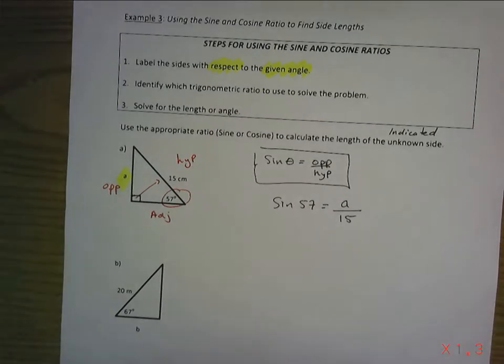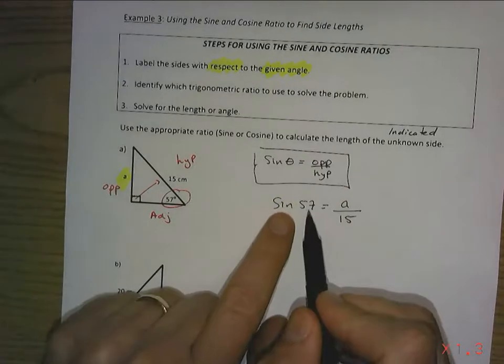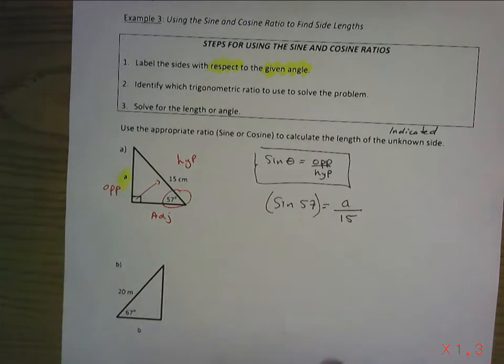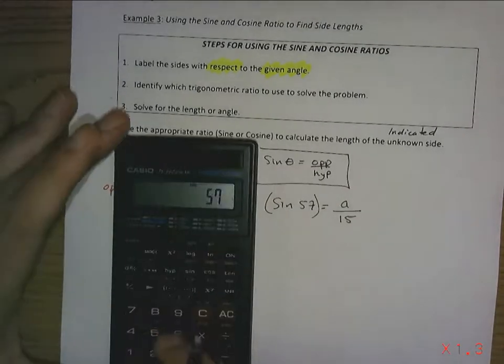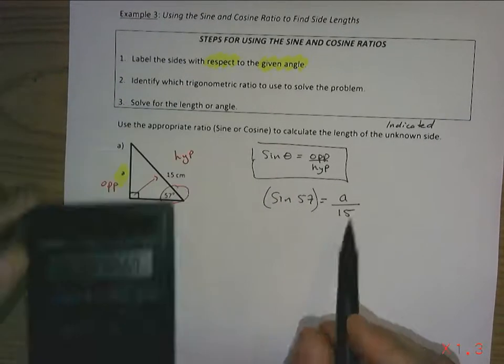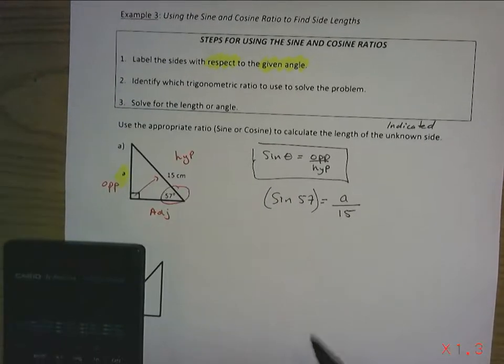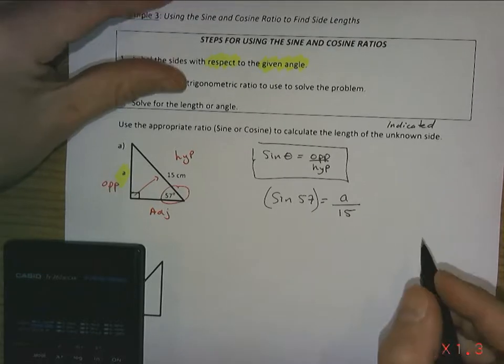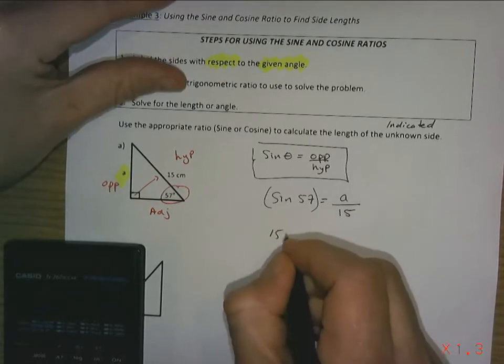Now we have a nice little equation here. Sine of 57 is its own thing. It is a decimal. Want to see what it is? 57 sine. That is the ratio. We need to get A by itself. What's the 15 doing to the A? It's dividing. How do we get rid of division? The opposite is multiply. So we're going to multiply both sides by 15.